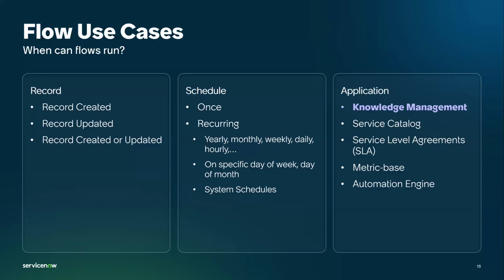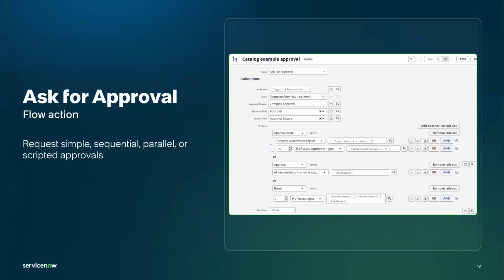The trigger record will then be the knowledge base article or the knowledge block or the knowledge template, whatever kind of record that you use and want to run your flows on. And if the trigger is set to knowledge management, those are the ones that you can then pick in your knowledge base configuration.